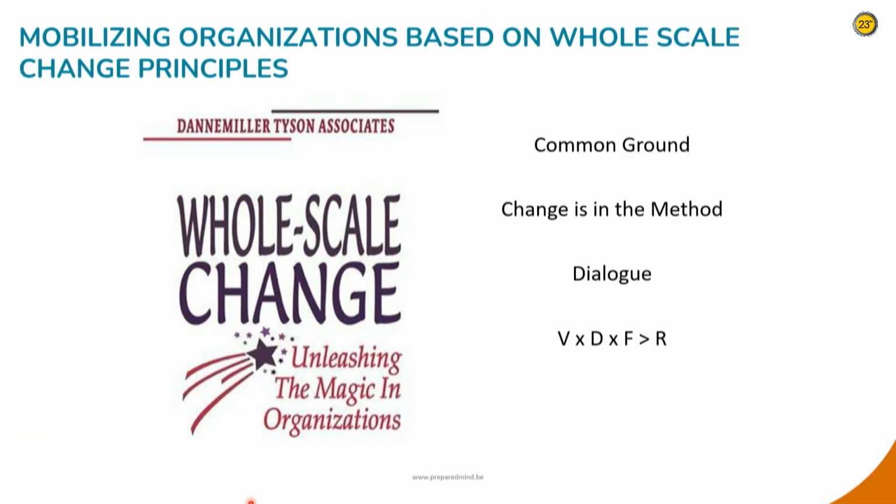We used a very nice methodology. It's called the mobilizing organization, based on whole-scale change principles. It's a book that has existed for several years, by Dan Miller. For change, first of all, you have to have a common ground. When there is no sense of urgency, you will get no change. Second, and even more important, change is in the method. You are changing all the time and try to help people learn what is happening with themselves. Learn during the change. Third, dialogue.